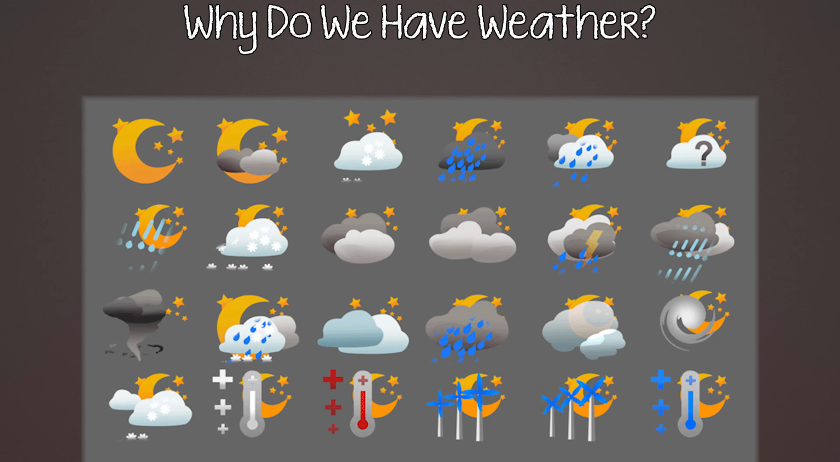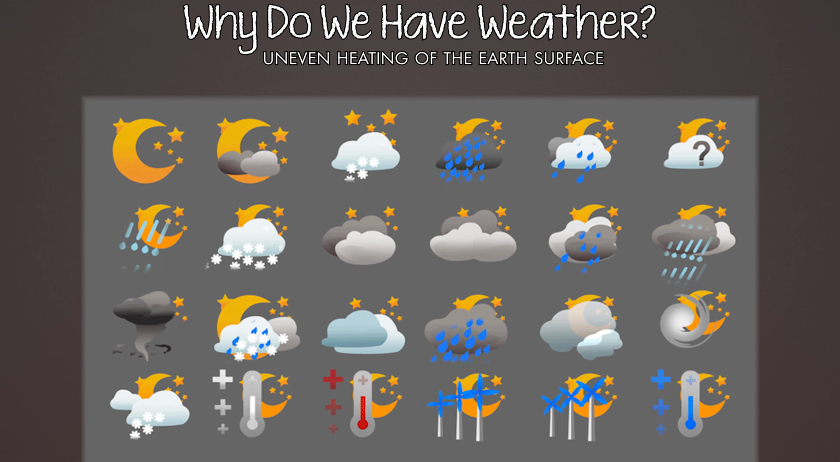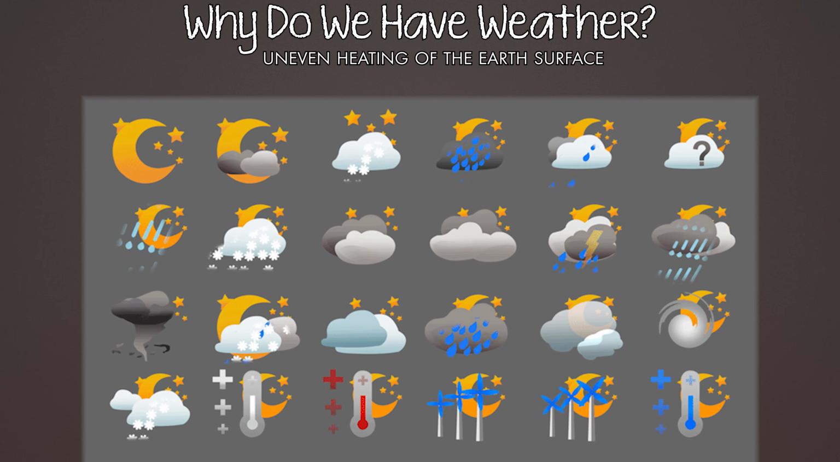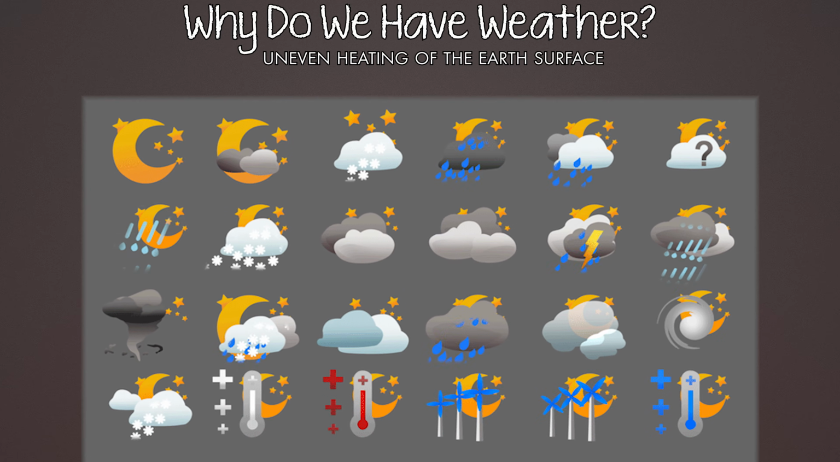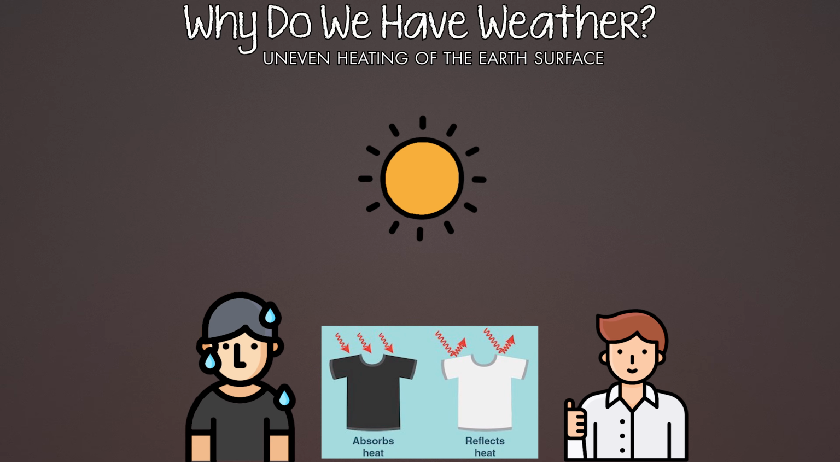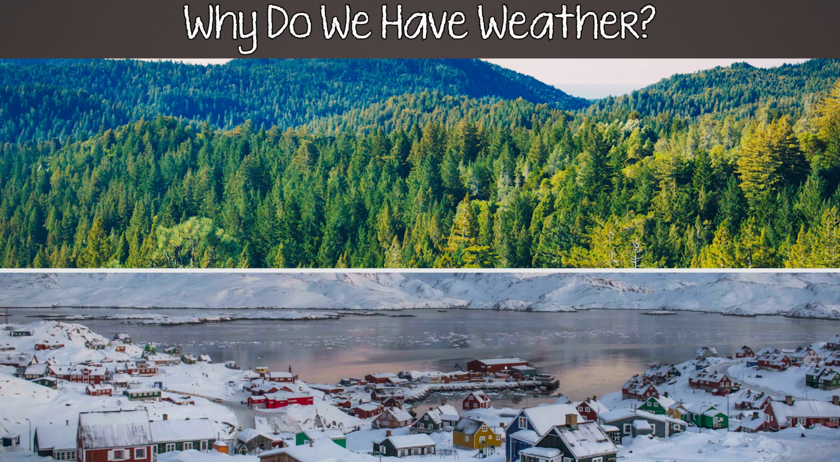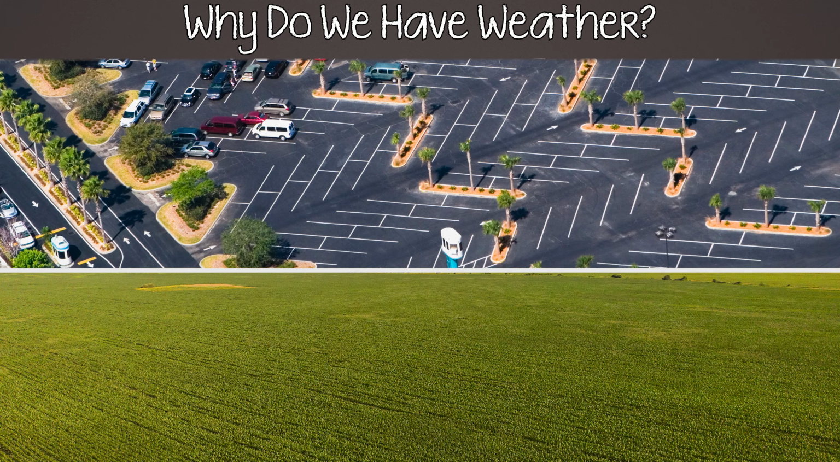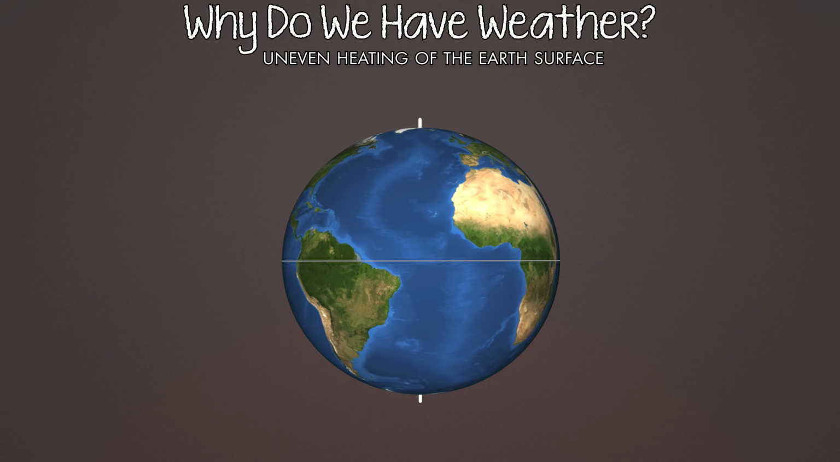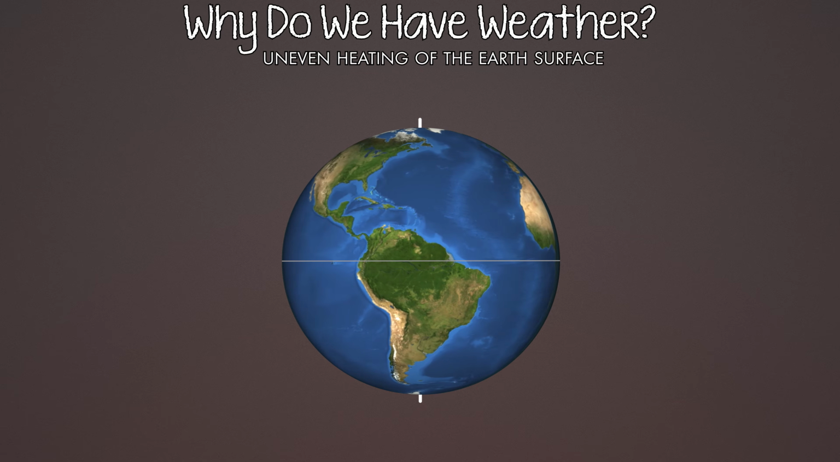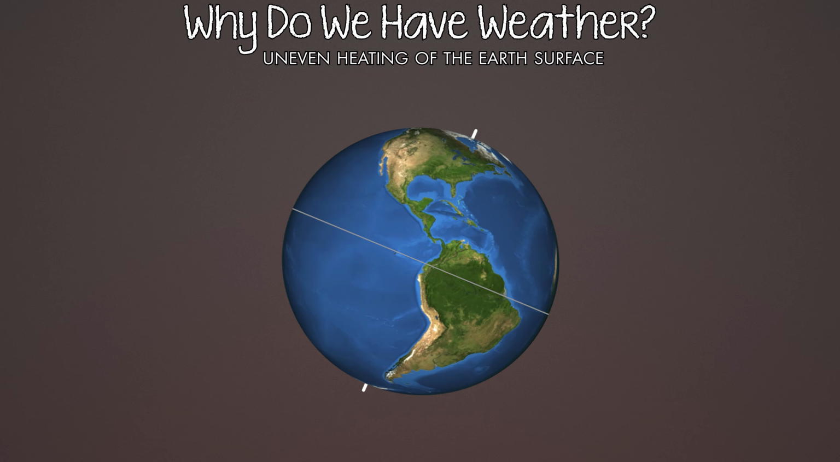The reason we have weather in the first place is because of uneven heating of the Earth's surface. There are a couple ways that happens. You know how you feel hot when wearing dark colors? That applies to our planet as well. On a global scale, a dark forest will absorb more heat than snow-covered ground. On a smaller scale, a parking lot will be much warmer than a field. That's uneven heating. A slightly different way that we get uneven heating is by tilting our planet.